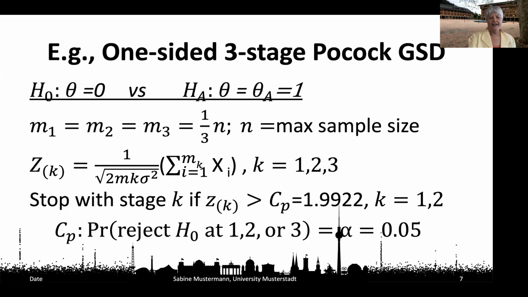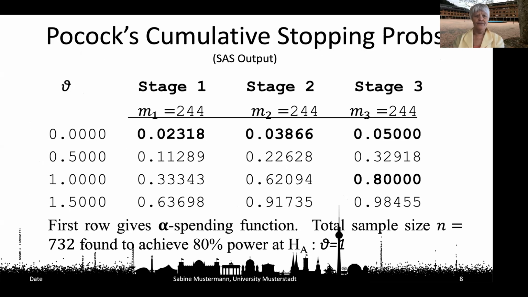That is, the probability you reject at stage 1 or stage 2 or stage 3 is fixed at 0.05. Now, if one takes this situation and runs it through some SAS output, you have 2 conditions. You want, under the null hypothesis, the rejection probability at the end of stage 3 to be 0.05. And at the end of stage 3, the rejection probability at the alternative, theta equals 1, is also 0.8.